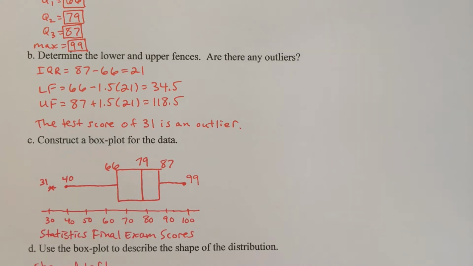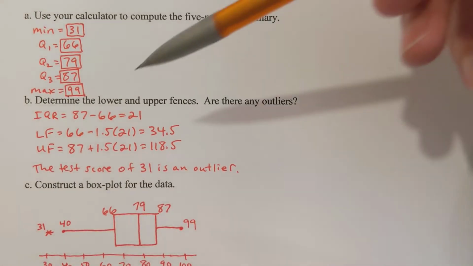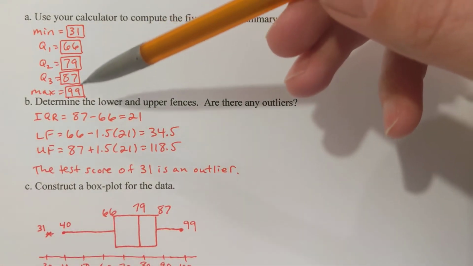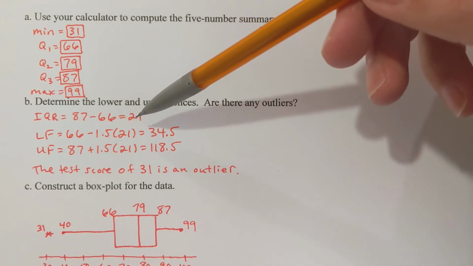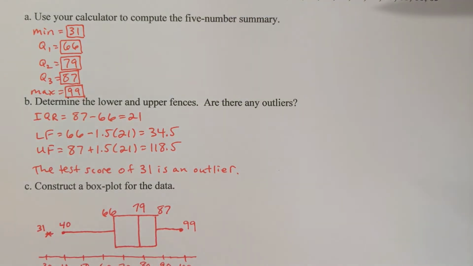In part B, I need to determine the fences, and then answer the question, are there any outliers? So the first thing that I need to find is the interquartile range. I take the third quartile minus the first quartile. 87 minus 66 gives me 21 for the interquartile range.